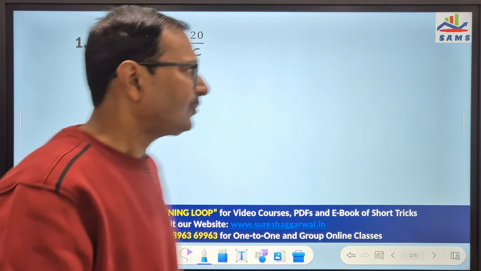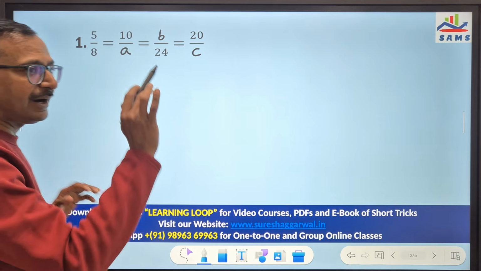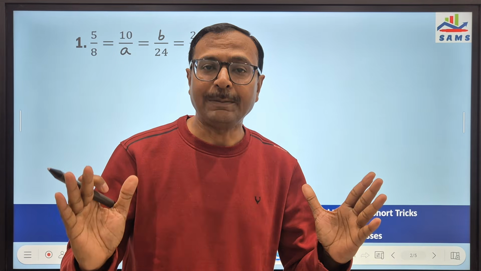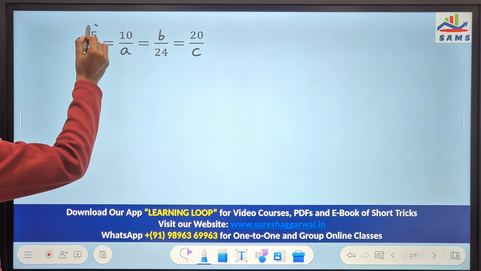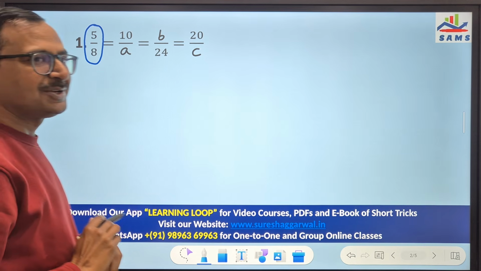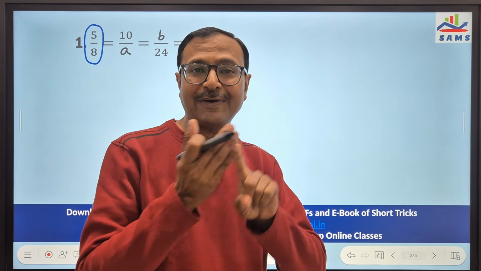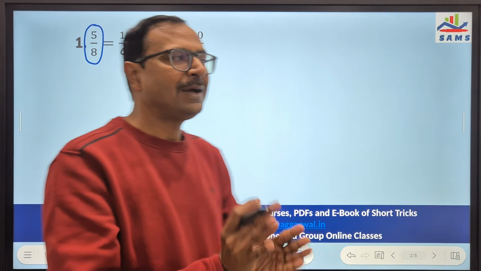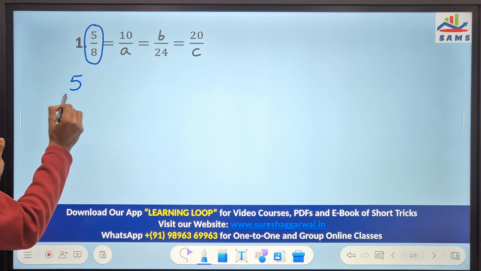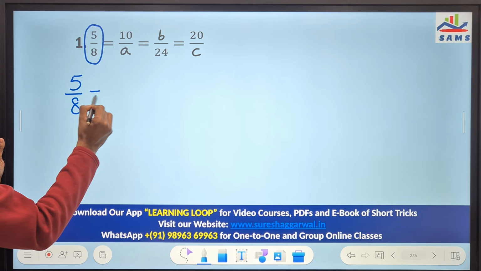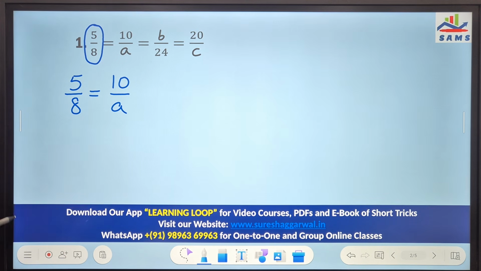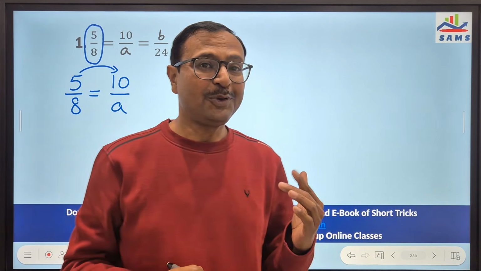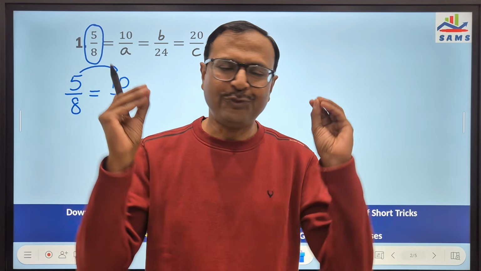So let's see. First thing is look for a fraction which is known, that means a fraction in which there is no variable. In this case it is 5 upon 8. We know 5 upon 8 is 5 upon 8 only, because 5 is a prime number and 5 doesn't divide 8, so it is already in simplest form. Now to find a, I will just equate these two and check how did 5 become 10. If you follow that rule, you will find the value of the unknown variable very quickly.